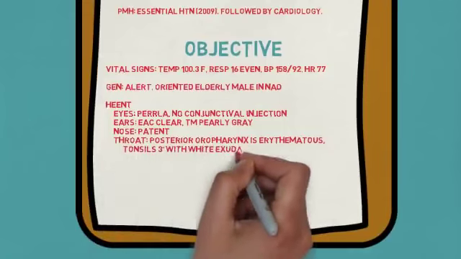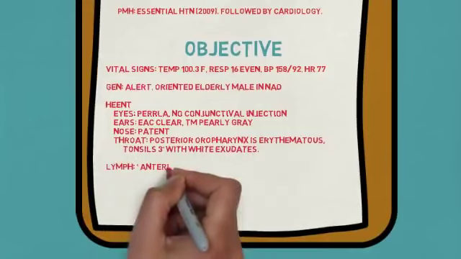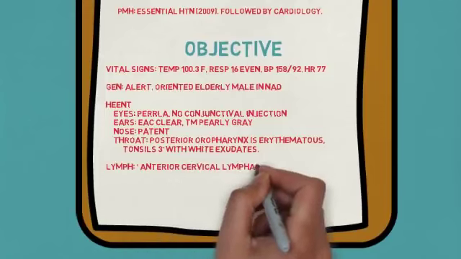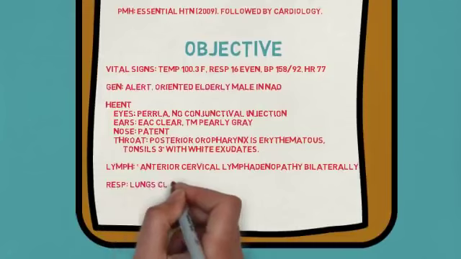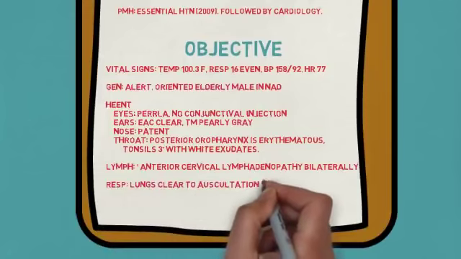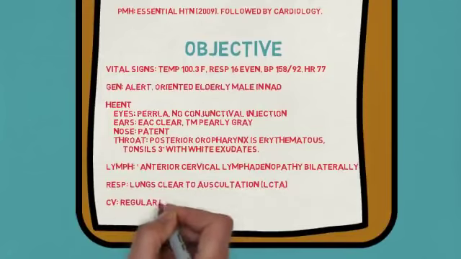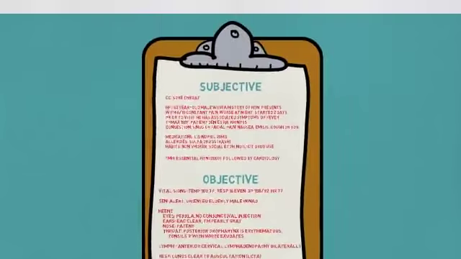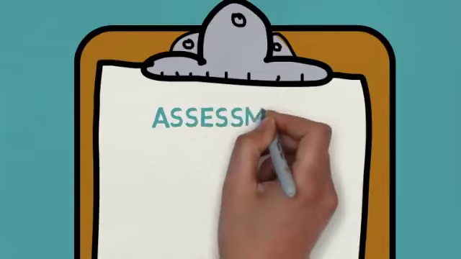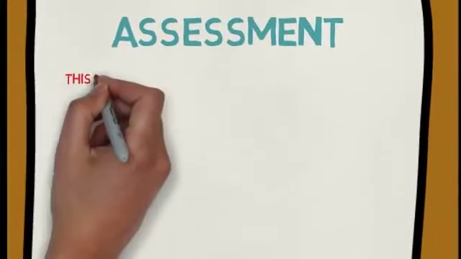His tonsils were hypertrophied and had a moderate amount of white exudate, which is the medical way of saying he had a bunch of white junk on big tonsils. When I examined the lymph nodes in his neck, I noticed tender anterior cervical nodes on both sides. His heart and lung examination were normal. Based on all that information, I can make my assessment or my diagnosis.